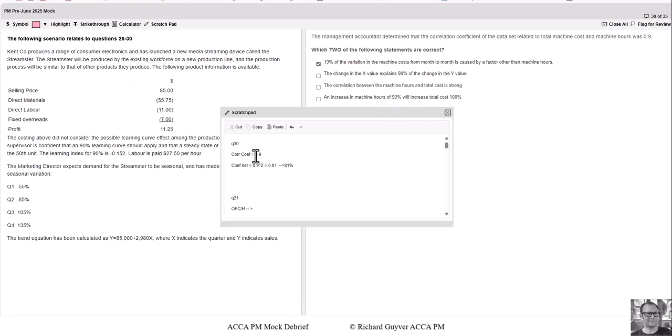What that's doing is taking the 0.9, i.e. 90% correlation coefficient, but using the coefficient of determination to describe it. So that's not true. So make sure you're clear whether you're talking about the correlation coefficient or the coefficient of determination. The correlation between machine hours and total cost is strong. A 0.9 correlation coefficient is strong. An increase in machine hours of 90% will increase total costs 100%. That's just a nonsensical comment. So we've got our two answers there.